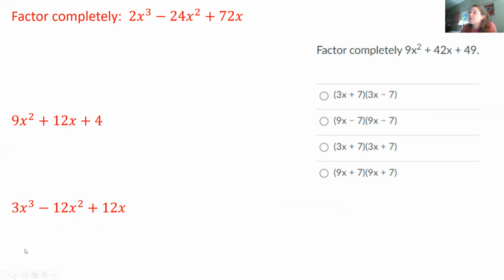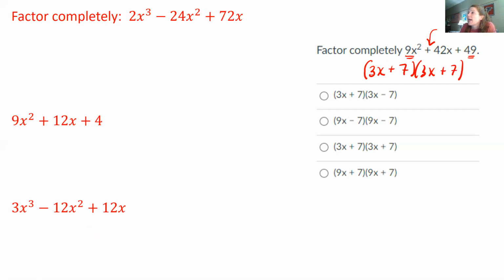Erase. All right, factor completely. So the first thing we're going to do is say, okay, well, these are both perfect squares, the first and last terms. That's a plus symbol. So let's see if this works. If we find the square root of 9x squared, we get 3x and 3x. Square root of 49 is 7.